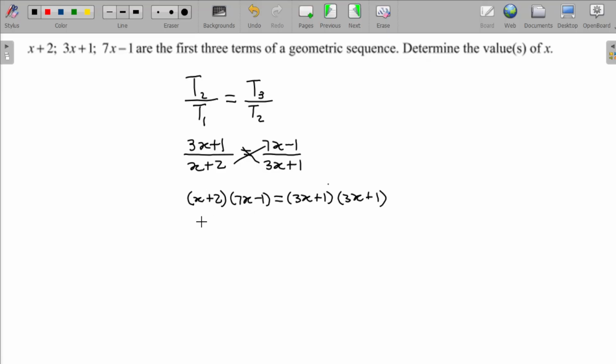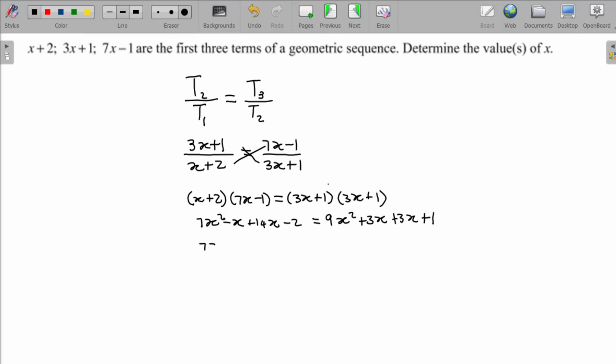So this times that should give me 7x squared. This times that should give me negative x. This times that should be 14, because 7 times 2 is 14, so it should be positive 14x. And then this times that should give me a negative 2. This equals 3 times 3, which gives 9, so 9x squared, and then 3 and 1 should give me 3x, 3 and 1 again is 3x, and then plus 1.